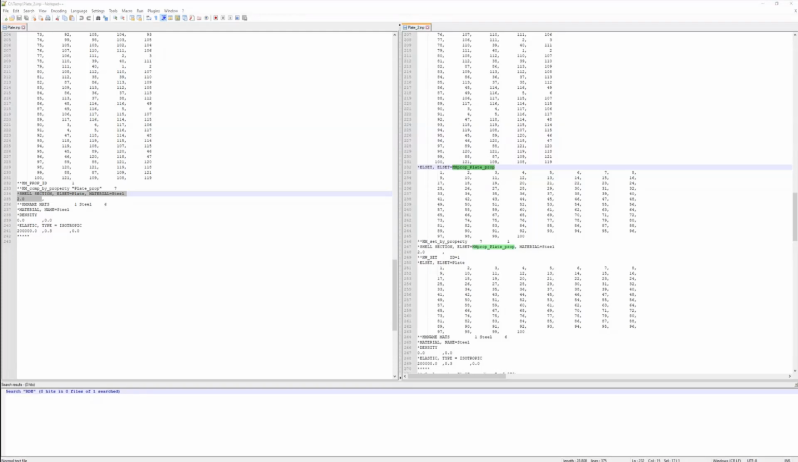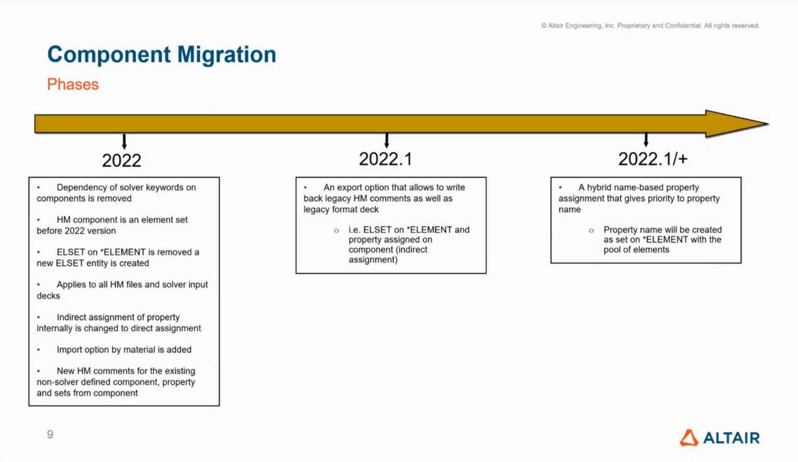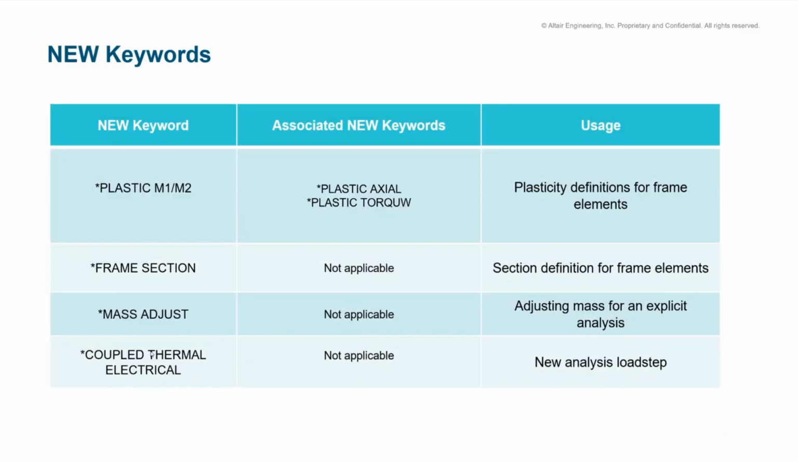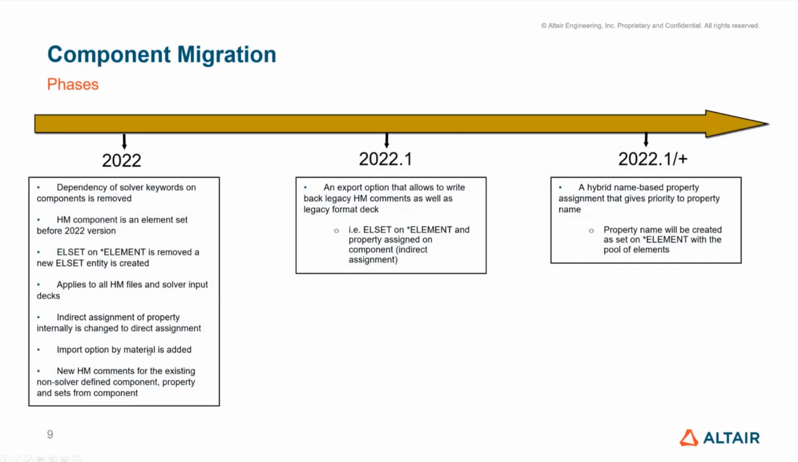Let me also explain how this is going to phase out. In 2022, as I mentioned, we have removed the dependency. We have ensured that the LSET on the star element is removed. The indirect assignment of the property is changed to the direct assignment. And obviously, we also have a new import option, which is by material. We used to have by component, by commons, and by property. Now you do have one by material as well. This is again to streamline within HM, which is common for all the solver interfaces.